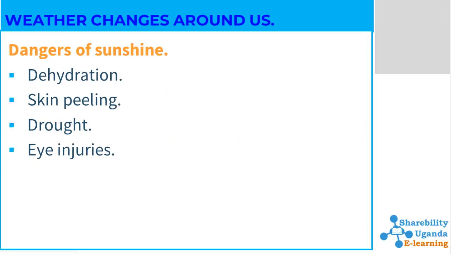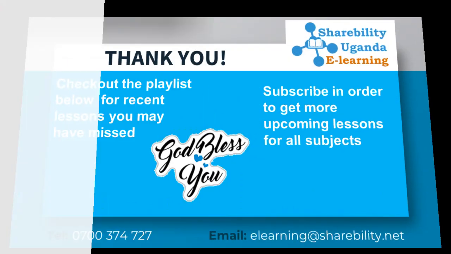Dangers of sunshine. The sun is very good, but it also, like the rain, has some dangers, like dehydration. Assuming you're exposed to the sun for a long period of time, you become dehydrated, your skin starts to peel. The sun also causes drought. It causes eye injuries, like high exposure of the eyes to the sun's rays leads to injuries to the eyes.